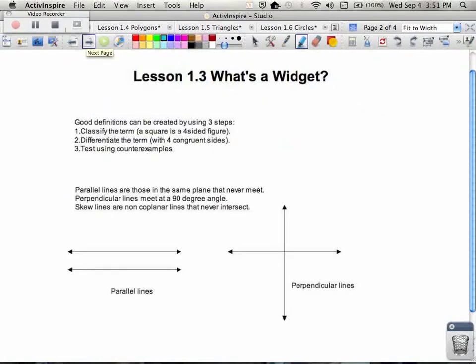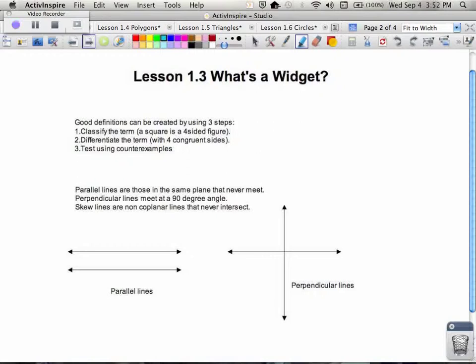Definitions are used by creating three steps. Number one, you want to classify your term. For example, you would say that a square is a four-sided figure. Now, of course, that's not the only thing to do with squares, but that's a start. Number two, differentiate that term from other ones. So then, in addition to that, you would say that there are four congruent sides.